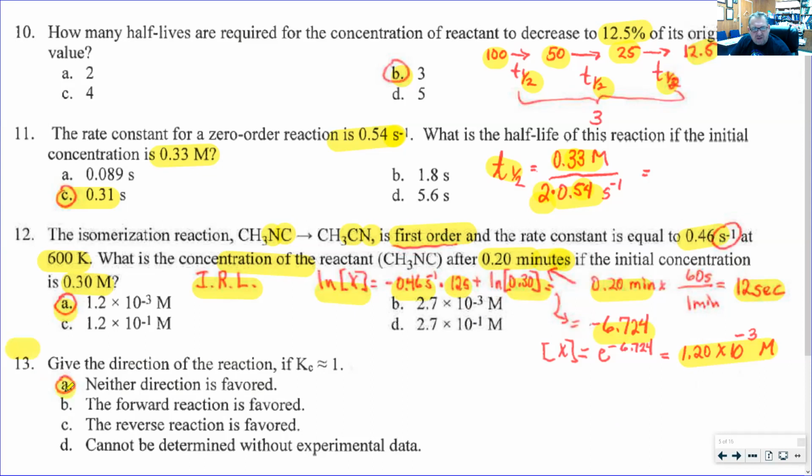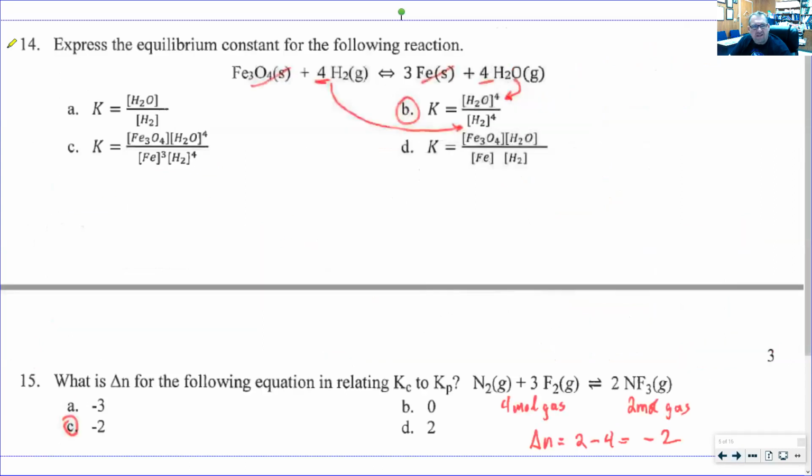Okay, so switching to the equilibrium chapter. So chapter 13 would be chapter 15. So if K is approximately 1, which is favored and neither is favored. So we did good on that one as a class.